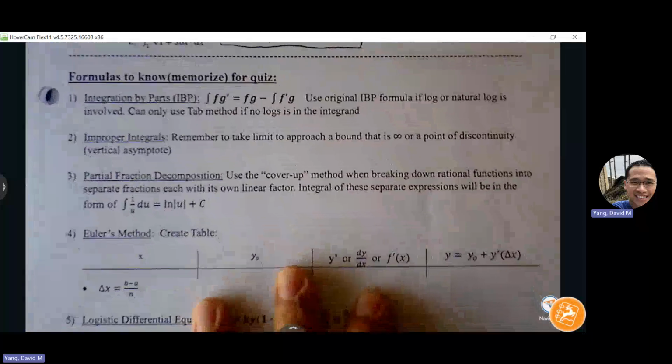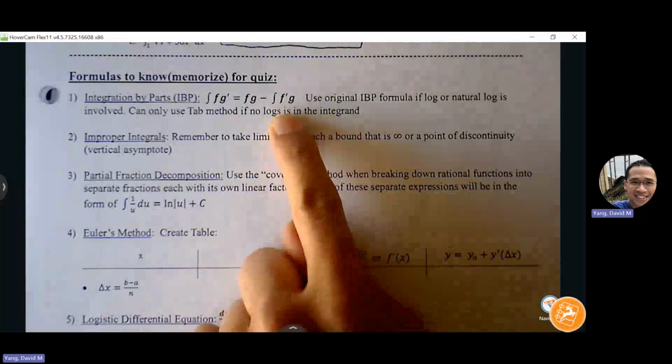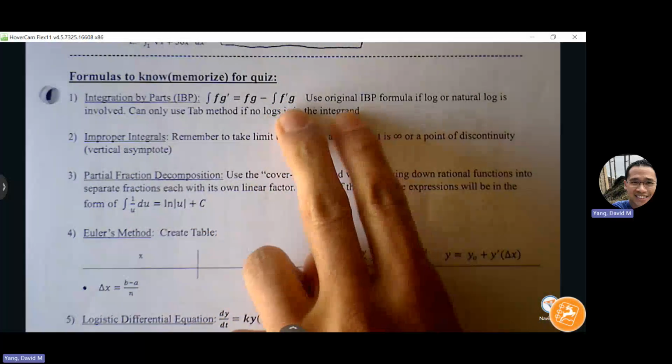I just want to remind you that the formulas that you're responsible for are on that last page of your worksheet 1. So make sure you know the IBP formula, when to use it, and when you can use the tab method.